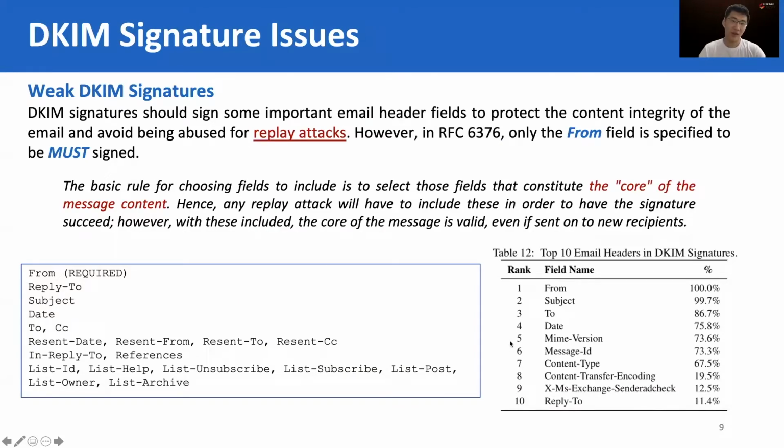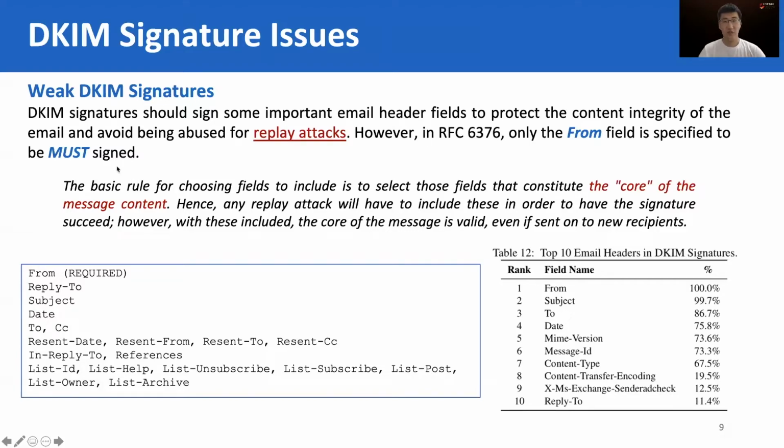We also analyze issues of DKIM signatures in practice based on 400 million real DKIM signatures from Coremail. We find most domains have DKIM signature issues. For example, weak DKIM signatures are common. What is a weak DKIM signature?